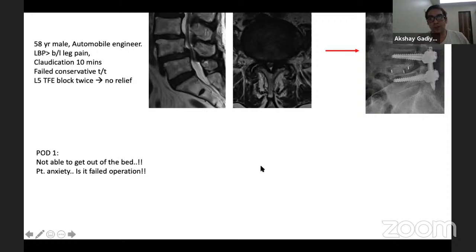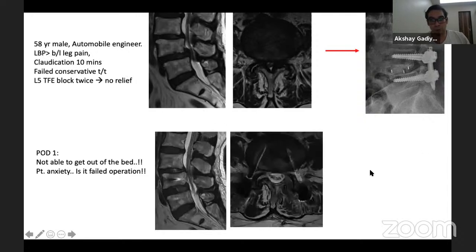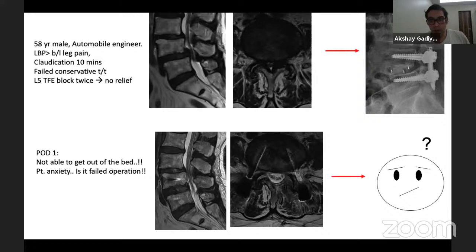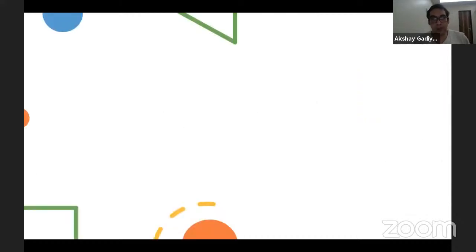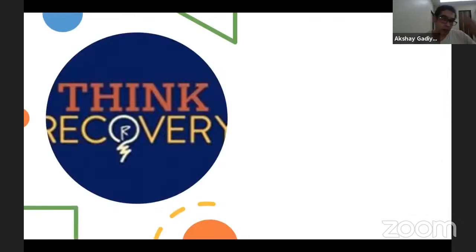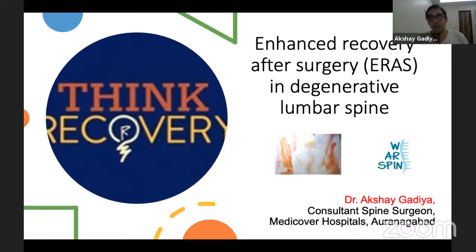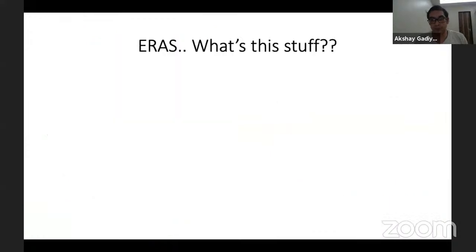Had the implant cut out or did the cage sink in? So we go for a post-op MRI, and the post-op MRI looks something like this. Adequate decompression, good release of the nerves, and no implant issues. So then again, one keeps on thinking, where did I go wrong? From there, we think what could have been done to enhance the recovery of this patient. Whenever we plan any surgery, we should always think of recovery after the surgery. My talk will be all about enhanced recovery after surgery in the degenerative lumbar spine. So what is this ERAS? From where did this stuff come from?